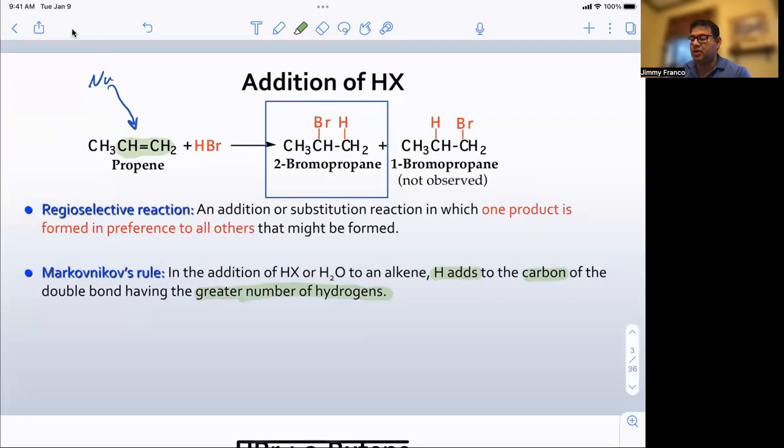So what does that mean? If we look at these two, this carbon has 2 hydrogens, and so the one already with the most number of hydrogens gets the hydrogen. And by default, the bromine goes on the other. So you're always going to add the hydrogen to the carbon that already has the most hydrogens of the double bond. We're only comparing the two in green, and then the halogen goes to the other carbon. So let's look at another example.